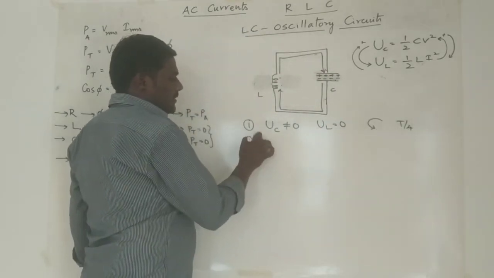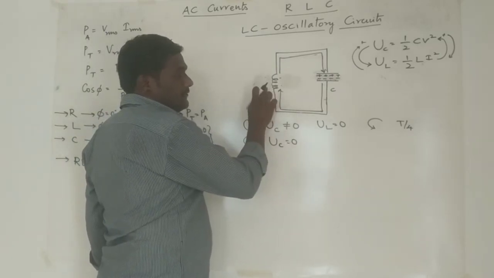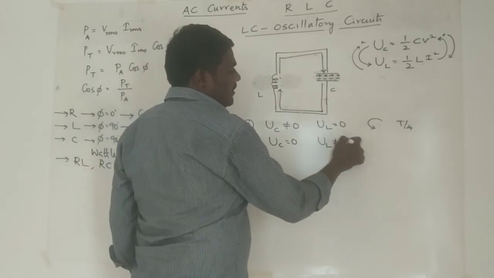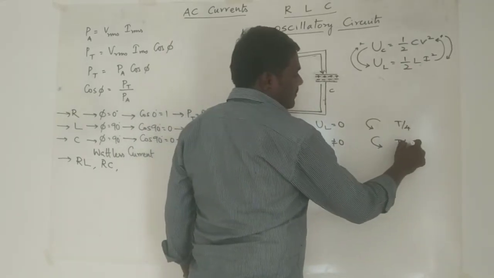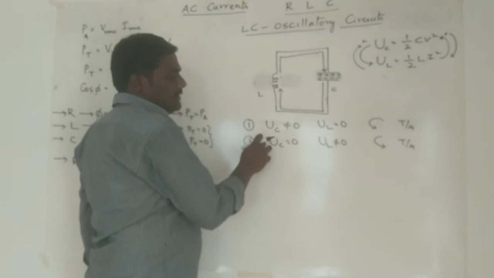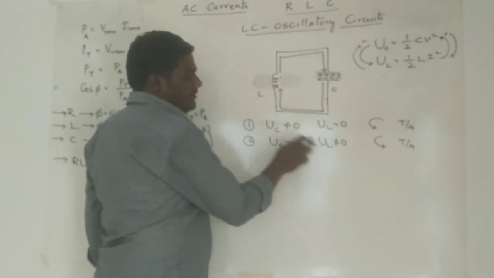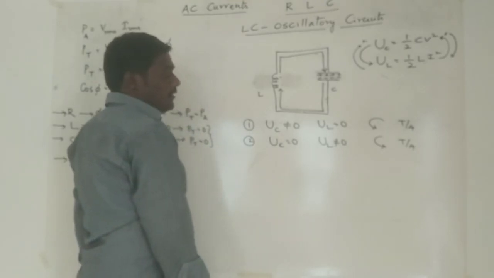In the second step, the capacitor energy becomes 0, meaning the inductor is fully energized. The inductor energy is not equal to 0, and current goes in the same direction. This will take about T/4. So this is a complete one cycle. I mean, the energy got fully transferred from capacitor to inductor. Understood?